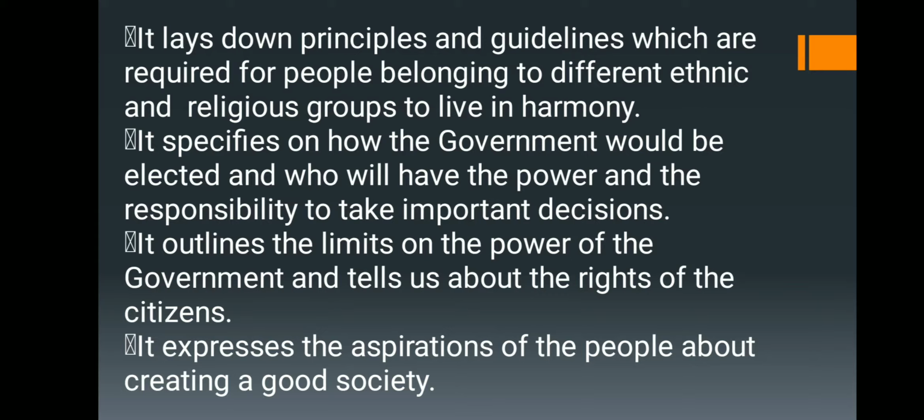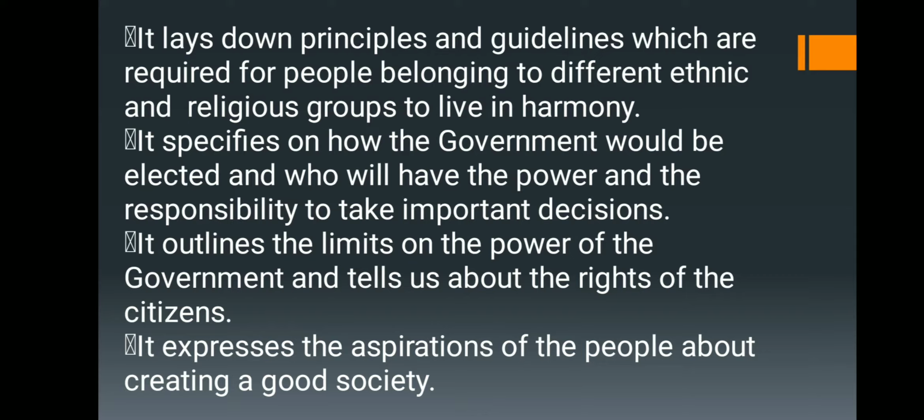Secondly, it specifies how the government will be constituted, or how the government will be made. What will be the criteria of making a government and who will have the power to take which decision, so that there is no controversy later. There is a manner prescribed in the constitution in which the central and the state governments will be made. If the constitution would not have been there, who would have set up this criteria? So in this manner also, the constitution is really very important for a country.